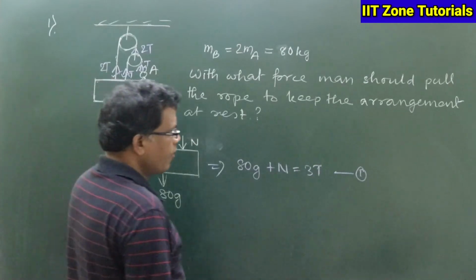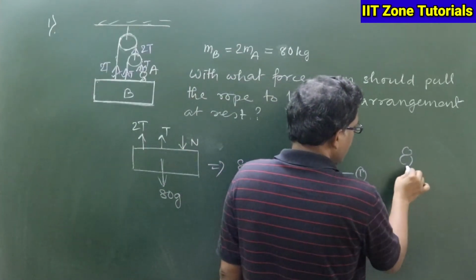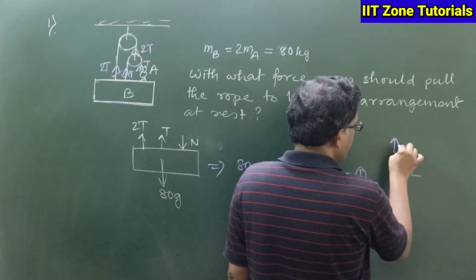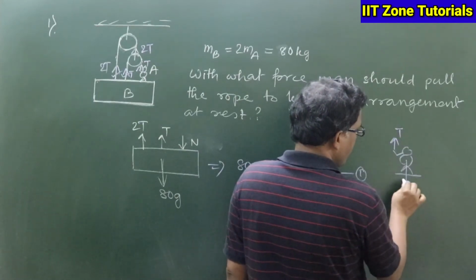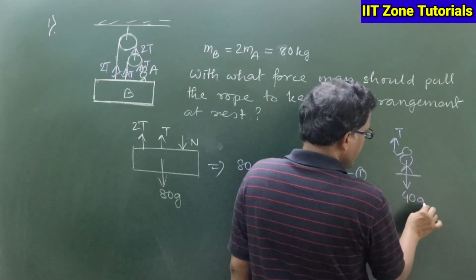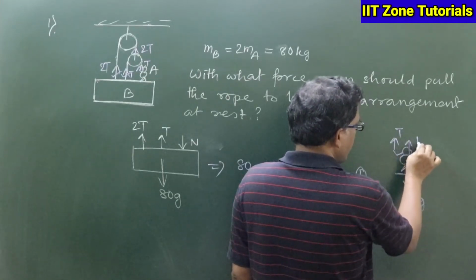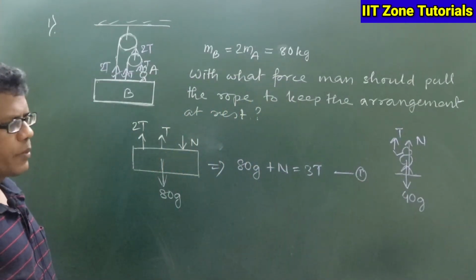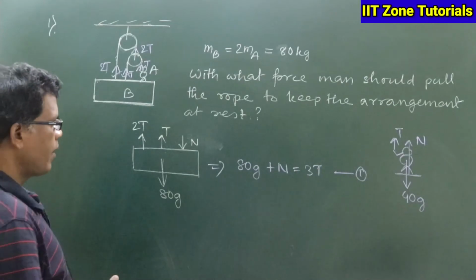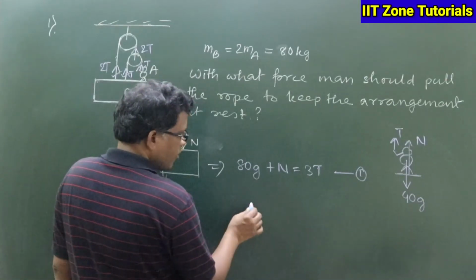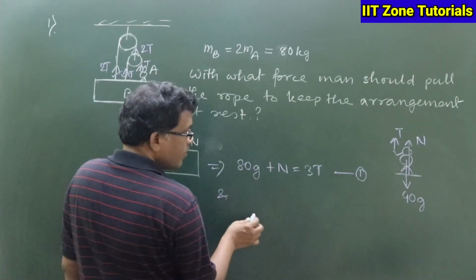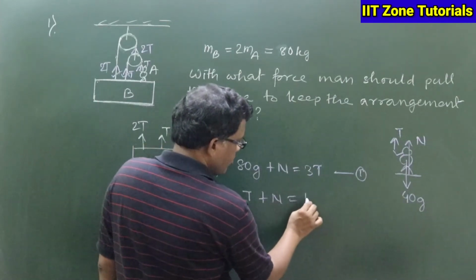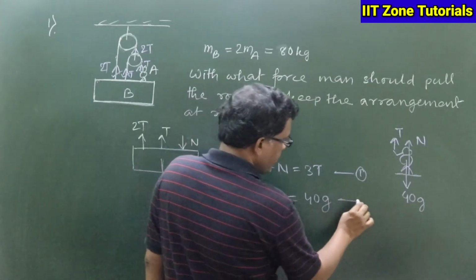For the man, the man is pulling the rope with T, that means T force will be upward. Weight of the man is 40 g and the man will experience contact force N also in the upward direction. Man is experiencing contact force N, that means the man is exerting N. So the second equation will be T plus N upward is equal to 40 g, equation number 2.